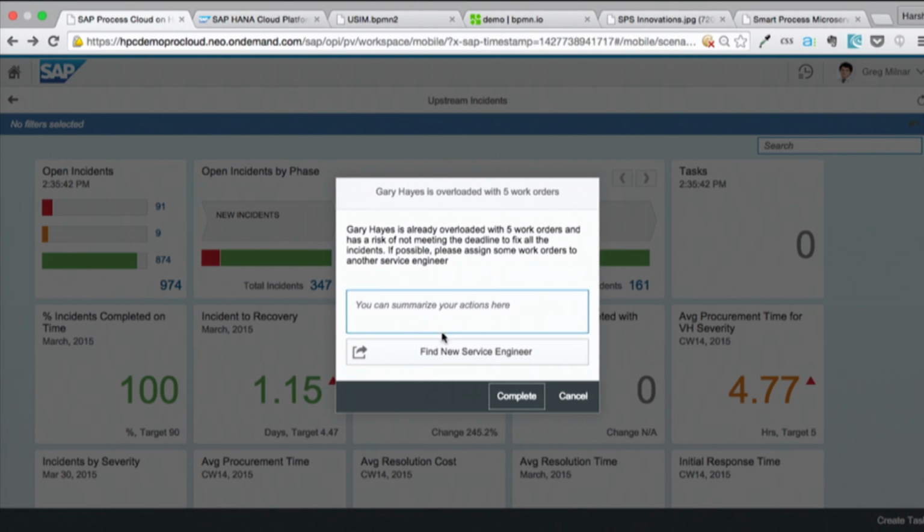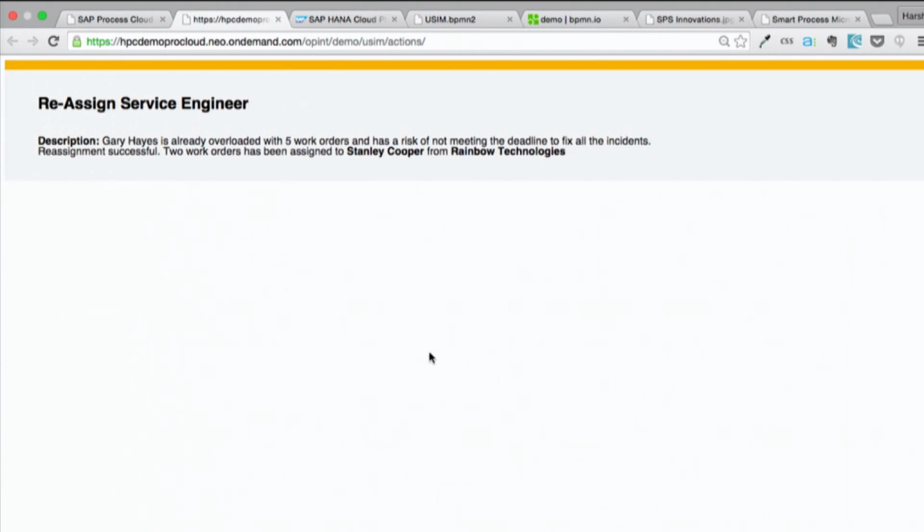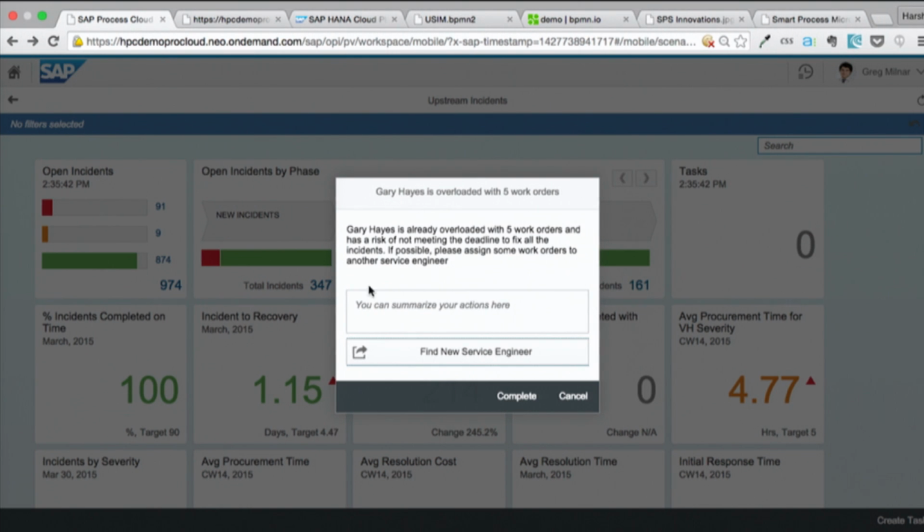In this case, it's also proposing him an action. It says find new service engineers. And he could either do this manually, or he could just let the system take over in autopilot mode. The system is figuring out that Stanley Cooper has less work, and 2 orders can be assigned to him. So this is how Greg senses, acts, and also tracks incidents that are happening upstream.